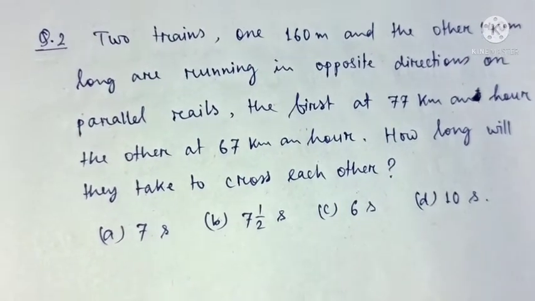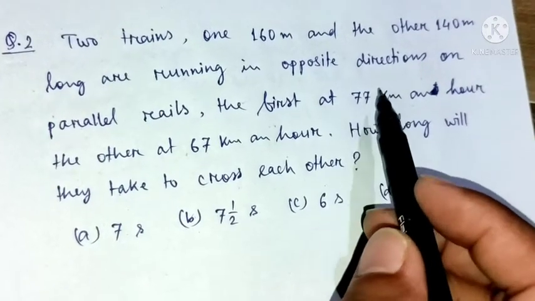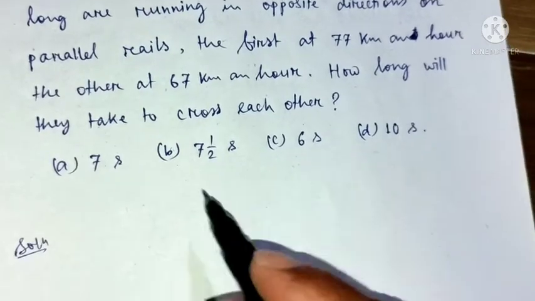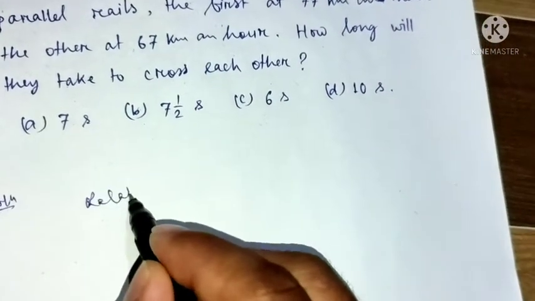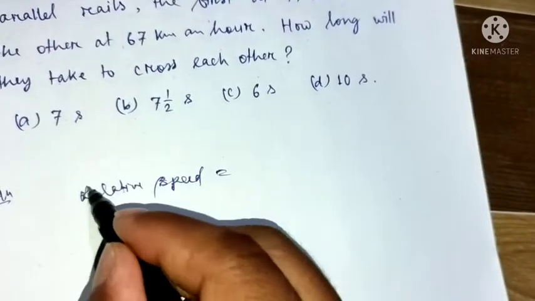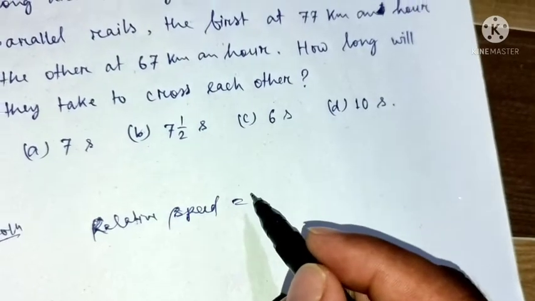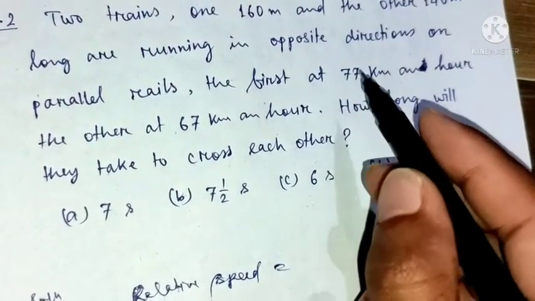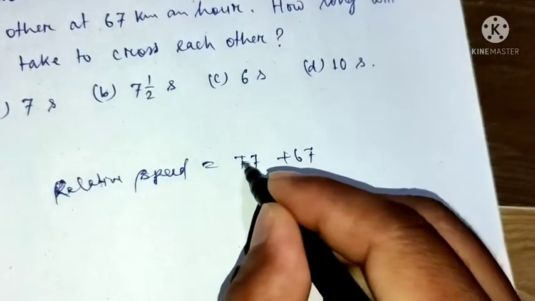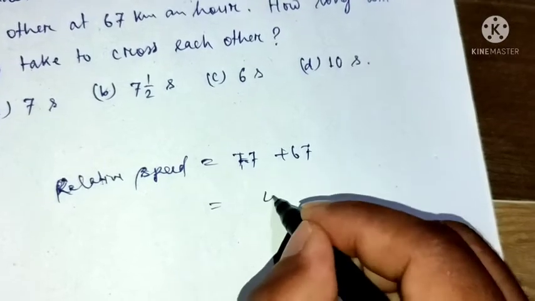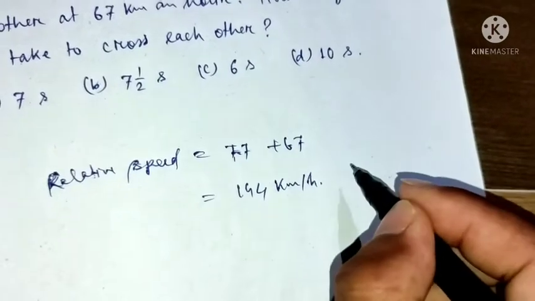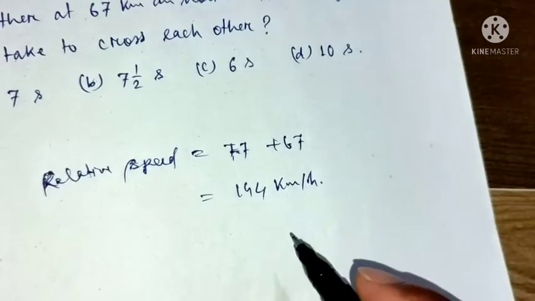So first of all, let us find the relative speed of these trains. As they are running in opposite directions, therefore their relative speed will be equal to what? जो relative speed होगा वो कितना होगा. Opposite direction में जा रहा है मतलब हम लोग को इसका addition करना पड़ेगा दोनों का speed 77 and 67. तो 77 प्लस 67 कितना होता है, 14 का 1, again 14, 44 kilometer, 144 kilometer per hour.